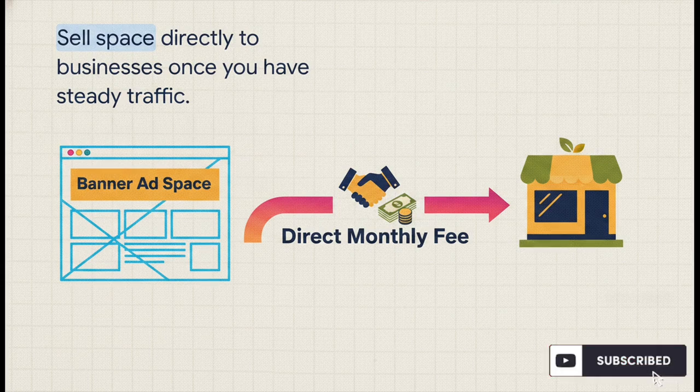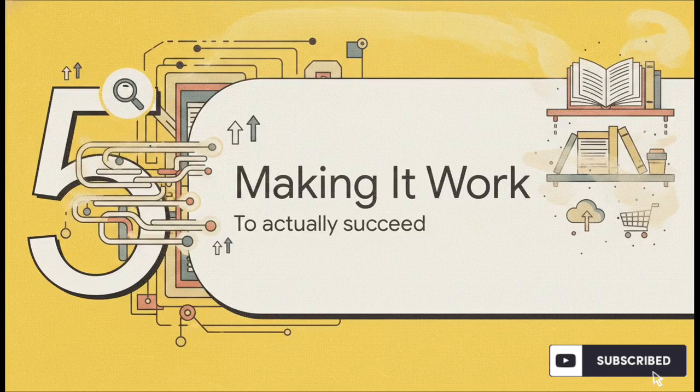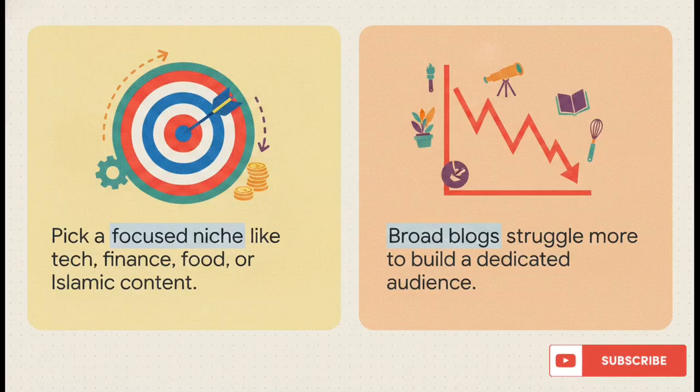Finally, let's pull back the curtain on Section 5, making it actually work. Because let's be real, without traffic and without an engaged audience, the best digital products and affiliate links in the world are just going to gather virtual dust. The absolute most critical foundational step you can take is picking a focused niche. Topics like tech, finance, food, or Islamic content allow you to target a very specific, dedicated reader. Broad blogs, on the flip side, just struggle way more to find and monetize their audience.